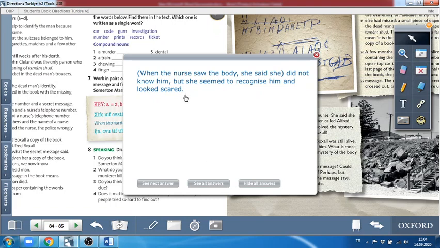Here's the key. When the nurse saw the body, she said she did not know him, but she seemed to recognize him and looked scared. Recognize, know.